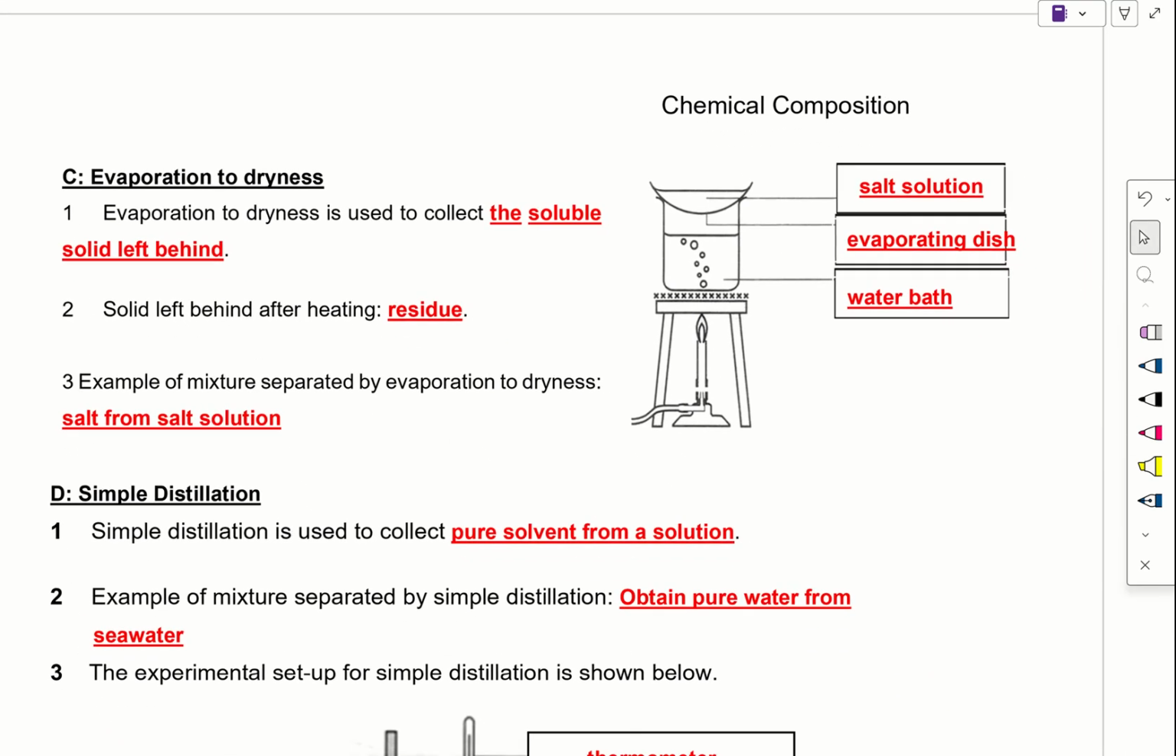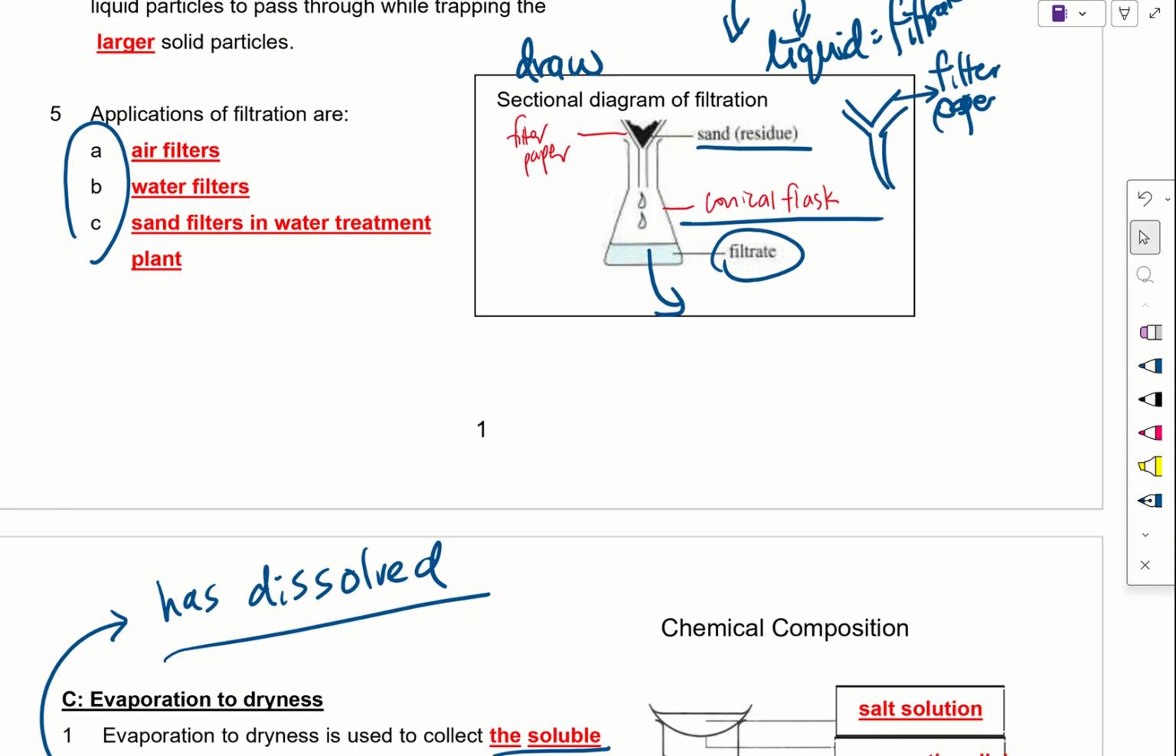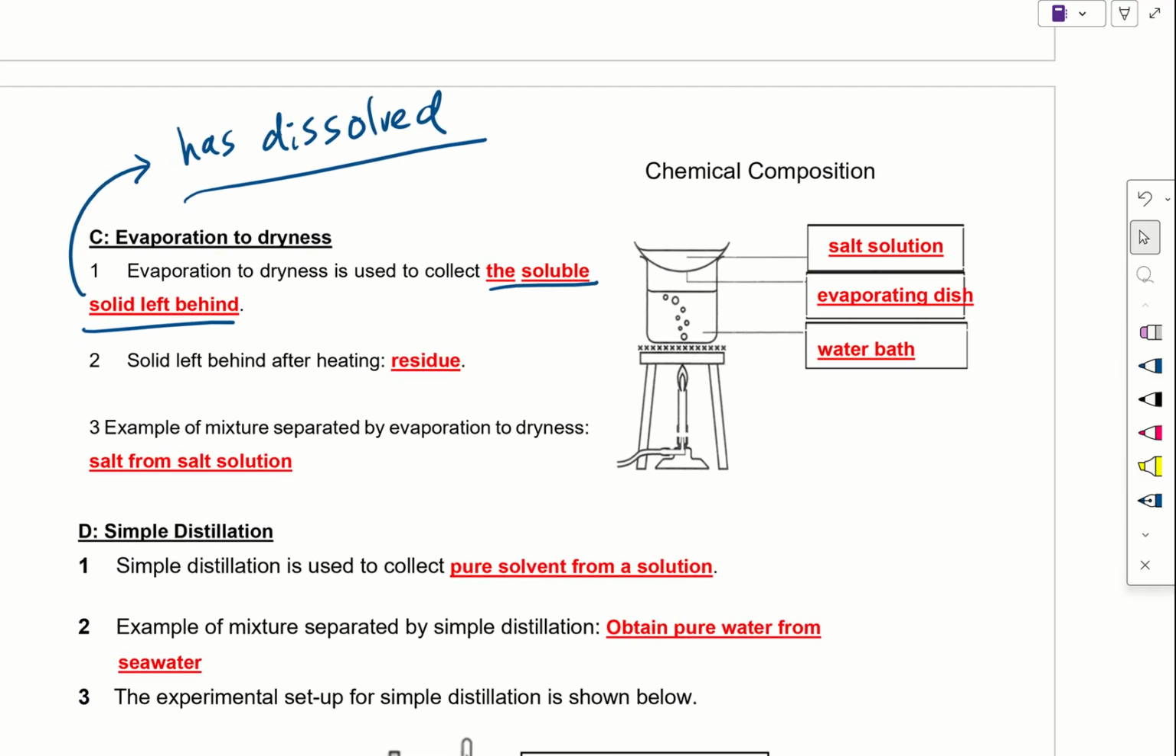now next is evaporation to dryness. It is used to collect the soluble solid left behind. Okay, soluble solid left behind. What does this mean? It means the solid has dissolved. Okay, but now we want to get back the solid. So we can't use filter paper, because in filtration, while using filter paper, the solid is the one that doesn't dissolve. But now, how about those solids that are able to dissolve in the solvent? We have to use evaporation to dryness.